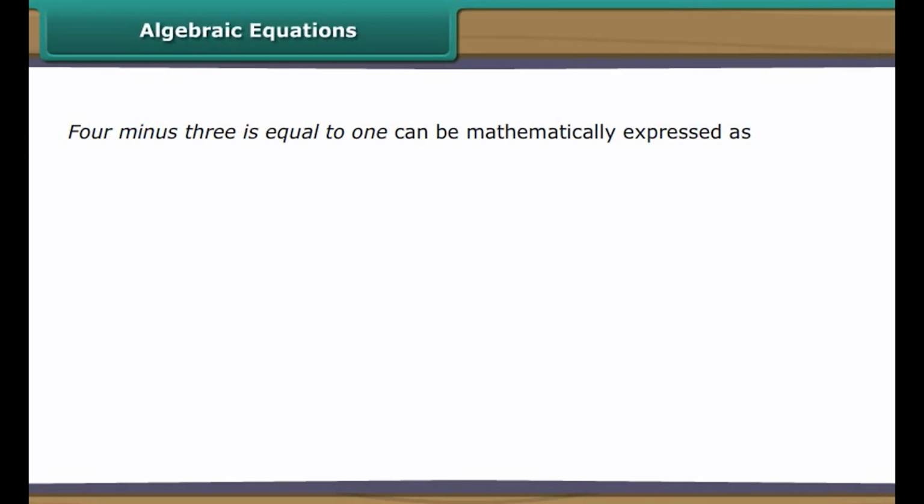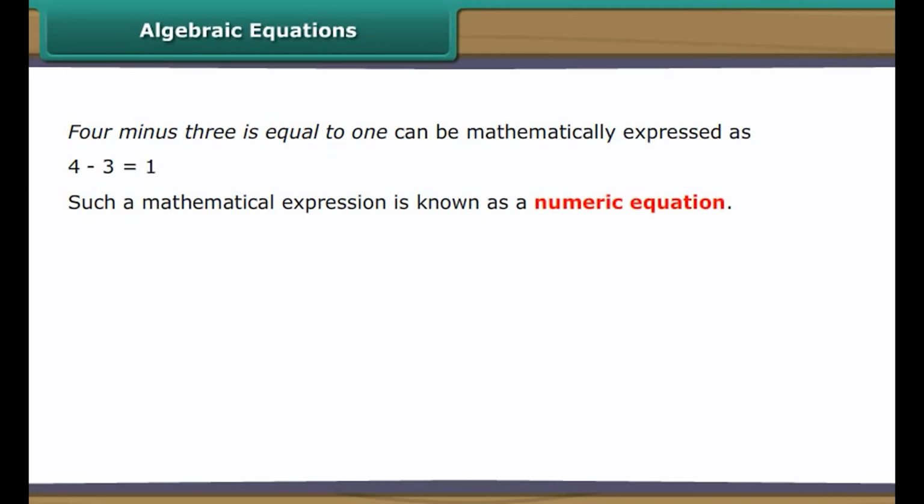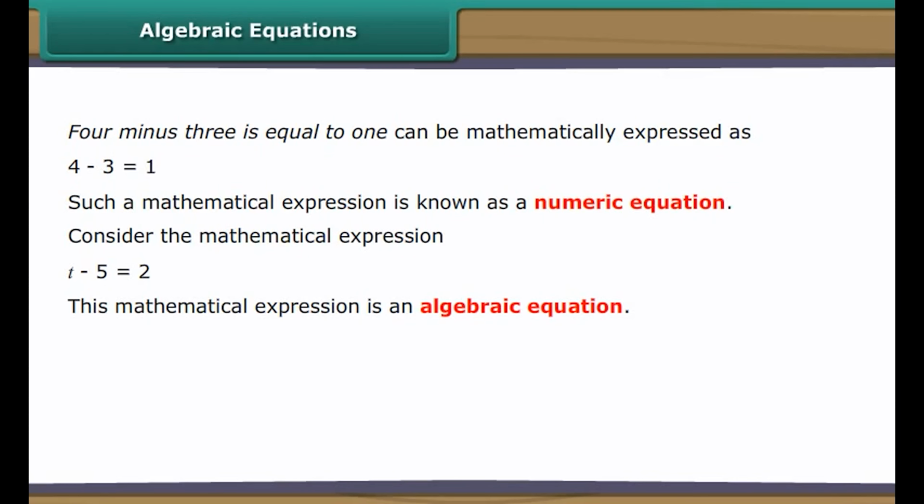Algebraic equations. Consider a statement like this: 4 minus 3 is equal to 1. It can be mathematically expressed as 4 minus 3 is equal to 1. Such a mathematical expression is known as a numeric equation. Now consider the mathematical expression t minus 5 is equal to 2. This mathematical expression is an algebraic equation. An algebraic equation has one or more variables.